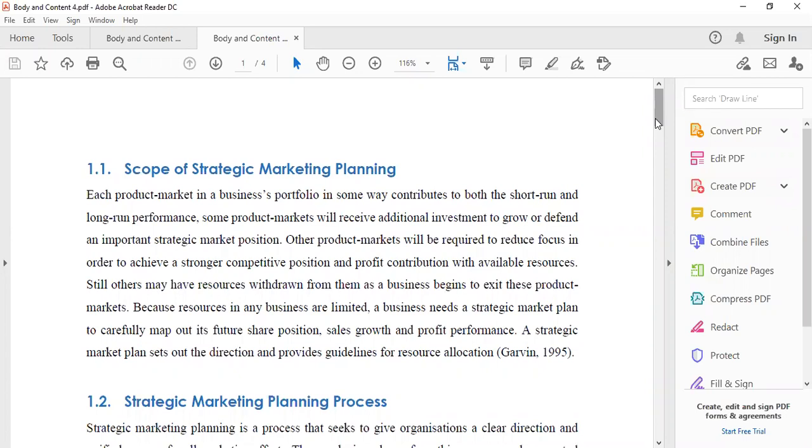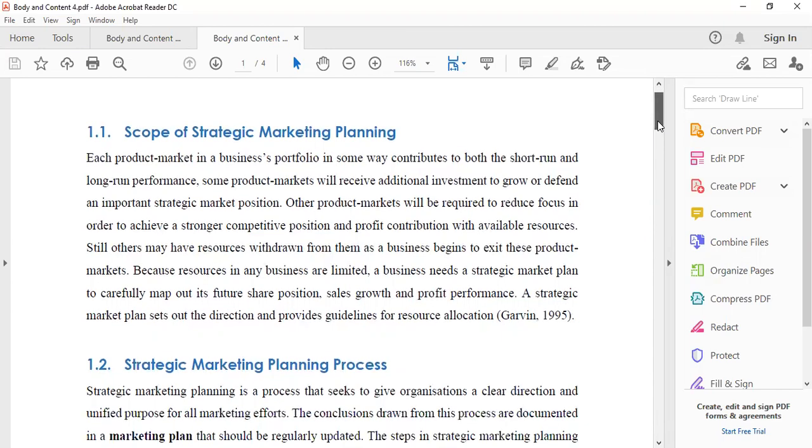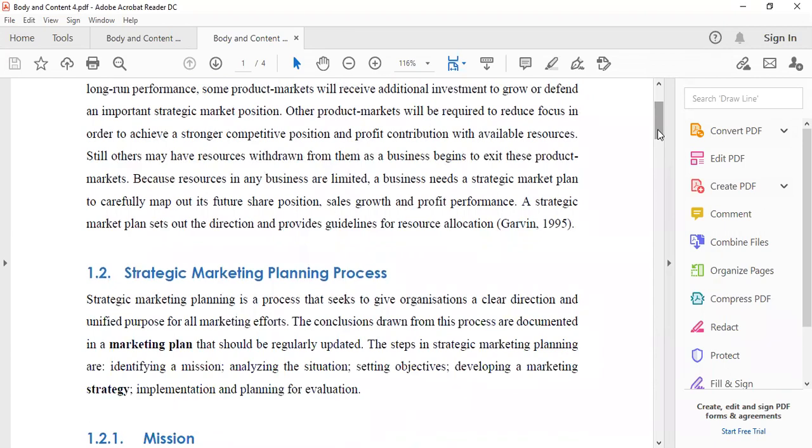Just as is always said, when you fail to plan, you plan to fail. The same applies to marketing. And so it is important that marketers make clear-cut plans on what they want to achieve, how they want to achieve it, and how they want to evaluate the achievement of such set targets. So the strategic marketing planning is a process that seeks to give organizations a clear direction and unified purpose for all marketing efforts.